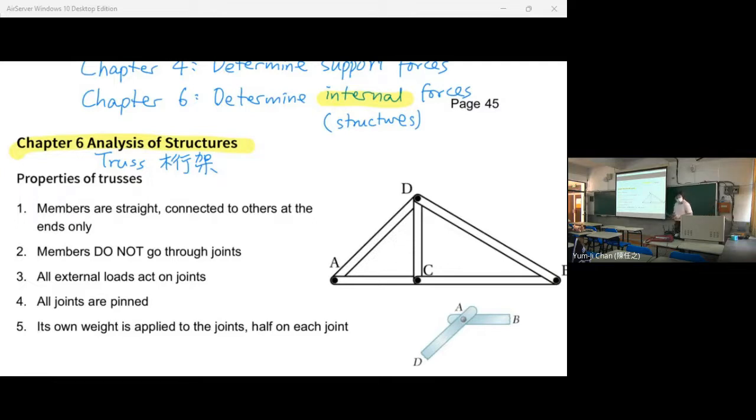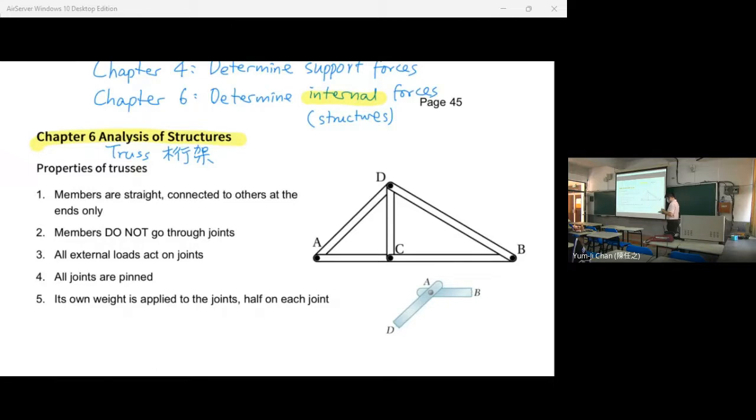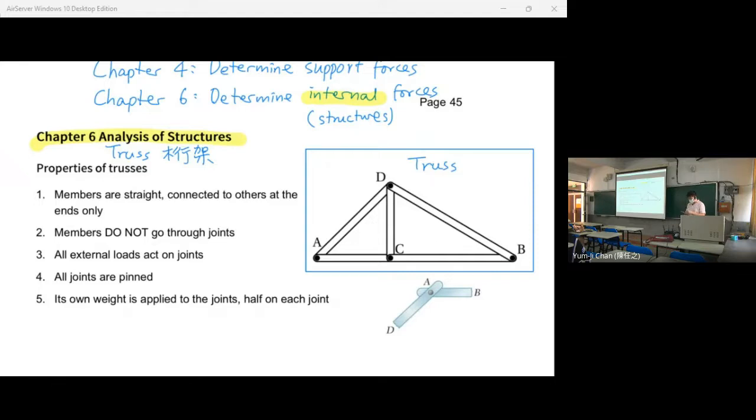Now, I would go through these properties. Trusses have these properties. In this truss, the truss means the whole structure. The whole structure is called a truss, and each bar in the truss is called a member. If you look up a dictionary, it is this one. But you know what I mean.